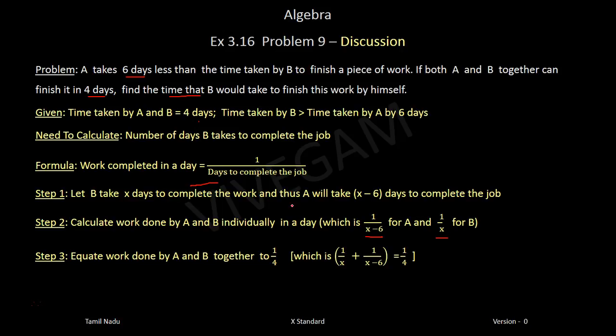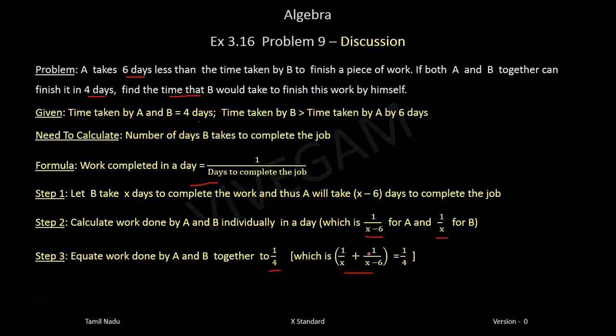But what does the condition say? If both of them work, they will finish it in 4 days. In one day, how much will they be able to complete if they work together? Since it takes 4 days, work completed in a day by A and B will be 1 by 4. Right? That's what we are writing here. So, work done by A and B in one day is 1/4 of the job, which we have calculated from this condition. And we also know the work completed by them in one day is this. Both are equal.